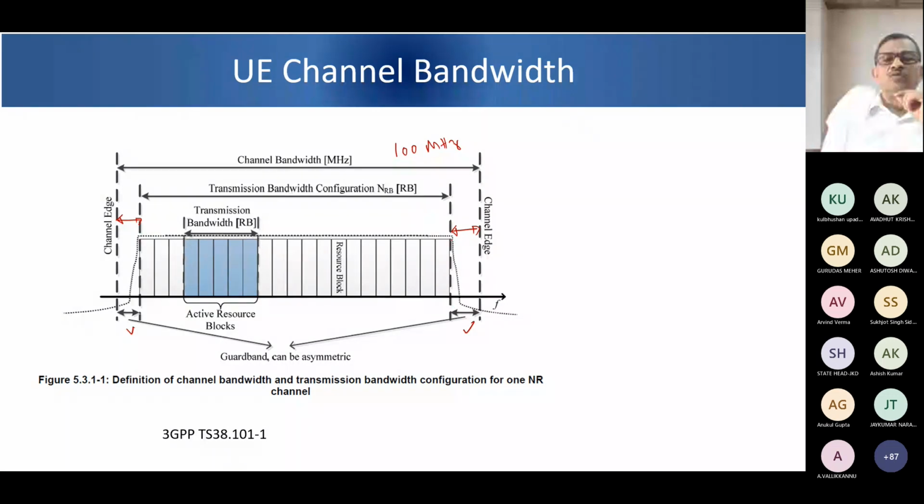Now, once you have removed this guard band, whatever is left is called transmission bandwidth. And this transmission bandwidth will have n number of resource blocks depending upon how much bandwidth you have. When you actually transmit or receive, not all RBs are used. Whatever number of RBs are active are called active resource blocks, or transmission bandwidth in terms of RBs at that point of time. This picture is directly taken from the 3GPP specification document. You can download and see it.